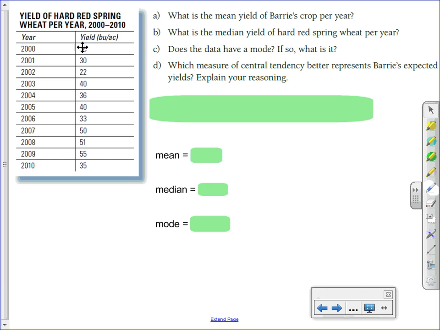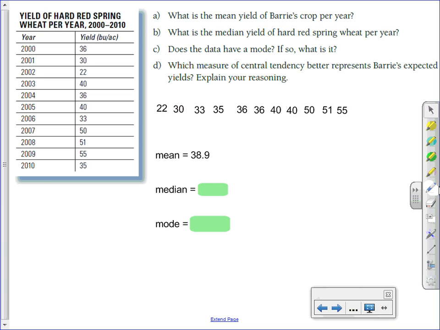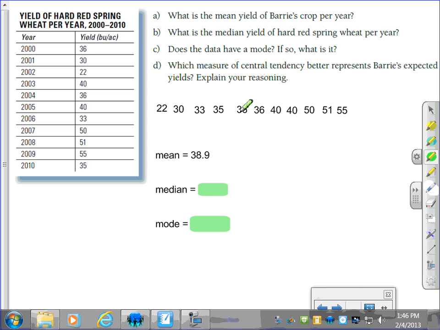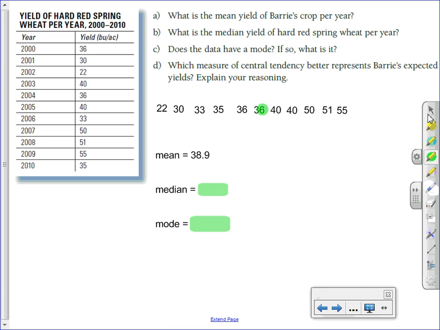If we take all the different yields and we add them together and divide by 11, because there's 11 years, we find that the average is 38.9. If we arrange them in order from smallest to largest and we find the one that would be in the middle, in this case the sixth one, we would then have found the median. The mode is the one that occurs the most, and you can see that 36 and 40 both occur twice, so that is called the mode.